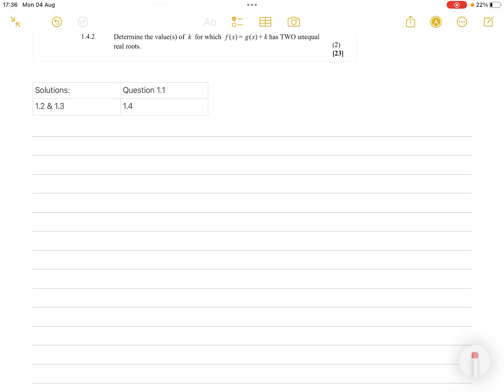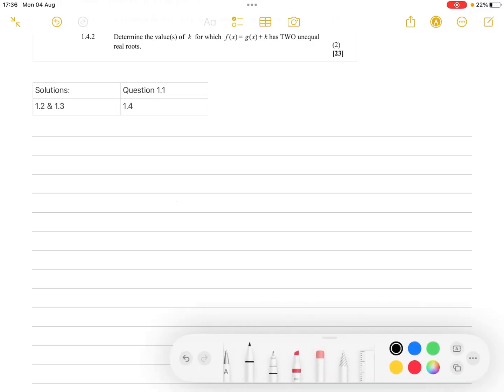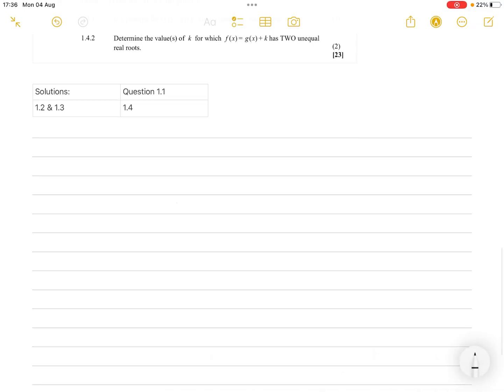The question says that we have 1.1. We are required to solve for x. And then 1.1.1. What is the problem? We are given 3x squared minus 4x is equal to 0. So to solve this one, we are going to use the common factor method.